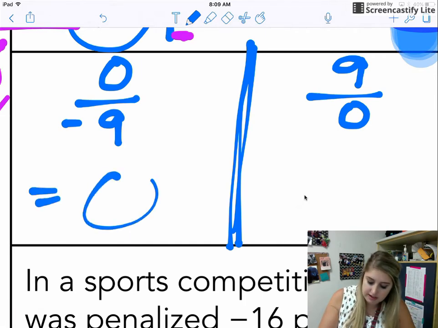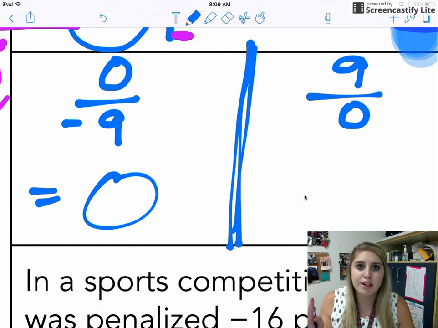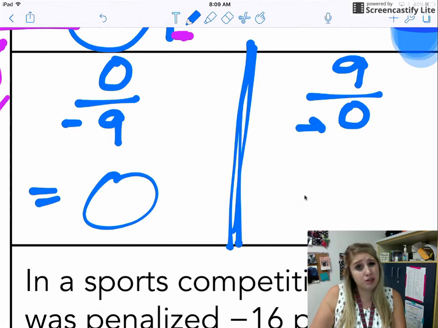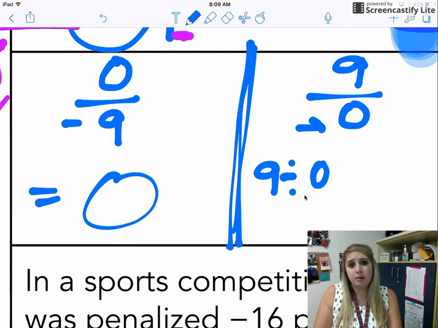It's just 0. One big fat 0. It's not going to be negative 0 because there's no such thing as negative 0, but it is going to be 0. 9 divided by 0, when the 0 is on bottom, we have a big issue. Okay, 9 divided by 0 like that, or even 9 divided by 0 like this. We have a big issue.